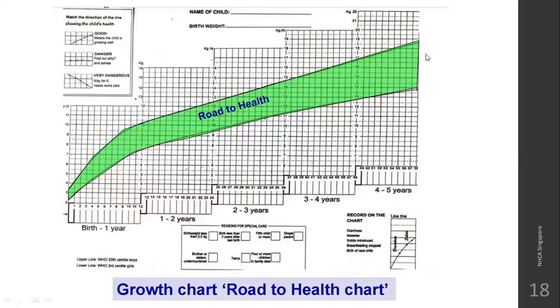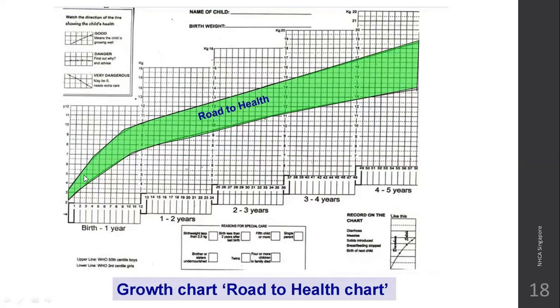So this is the road to health chart. You see the green area. This is where a child should be. A normal healthy child should be in this green area. You can see here birth to first year how the growth chart should be, 1 to 2 years, the child should be in this area, 2 to 3 years, 3 to 4, 4 to 5, and so on.